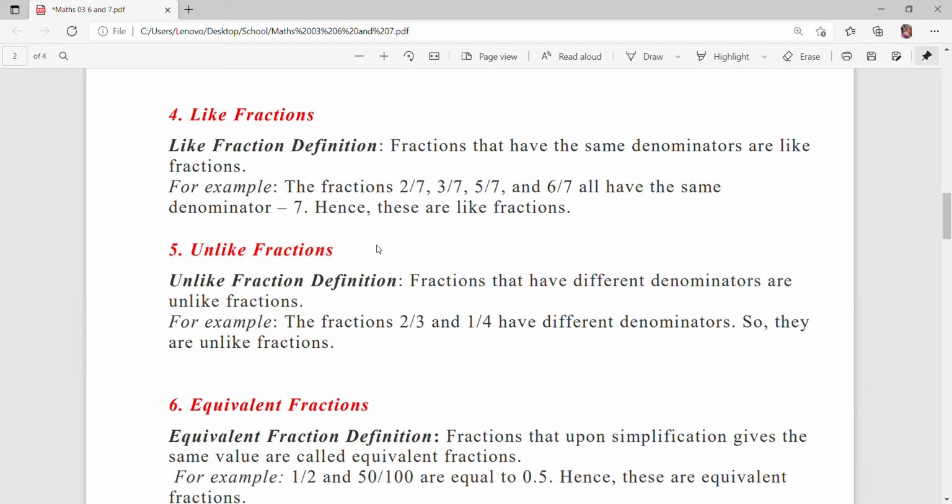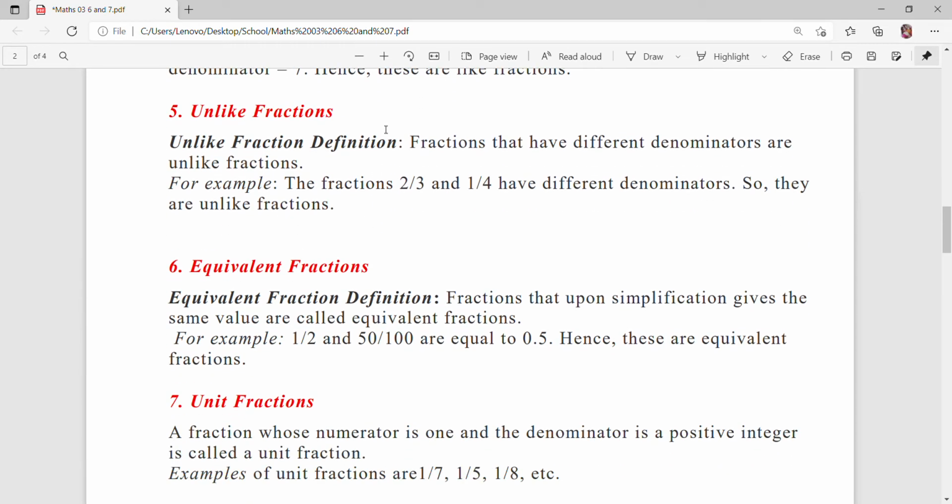Next, let us move to unlike fractions. What do we mean by unlike fractions? Fractions that have different denominators are called unlike fractions. This is the vice versa of like fractions, that is, the opposite. In unlike fractions the denominators need not be equal.